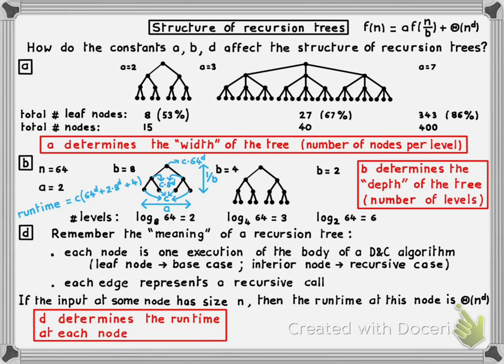So now that we have completed this analysis of the structure of the recursion tree and the impact of the values of A, B, and D on that structure, in the next segment we're going to be able to finally give an intuitive justification for the master theorem.